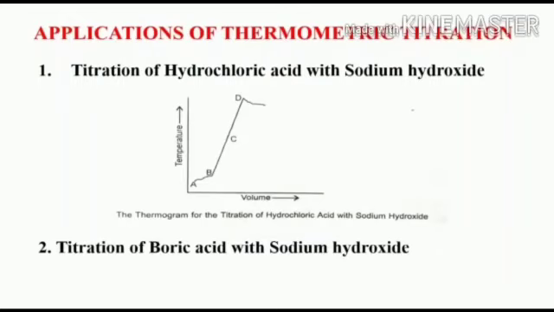For example, in the neutralization of boric acid, the delta G value is plus 6.5 kilocalories per mole. The titration of boric acid against NaOH cannot be successfully done by any method that depends on the pH. The thermometric method can be adopted successfully.